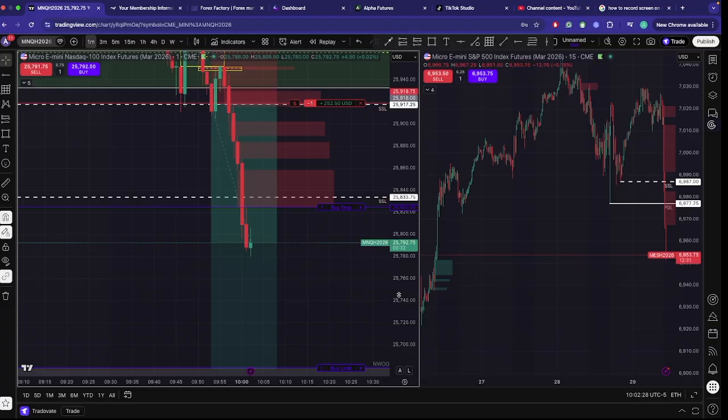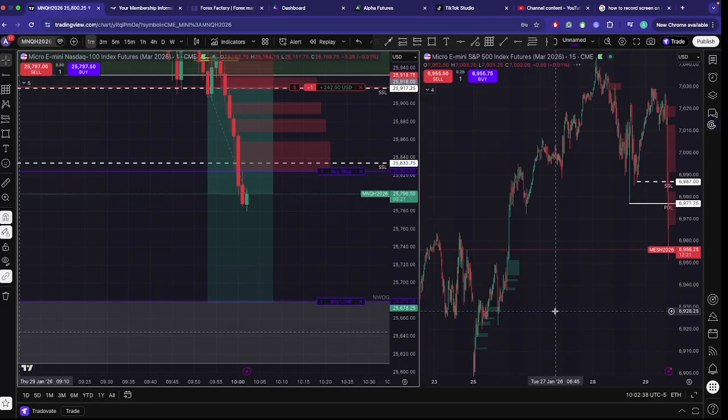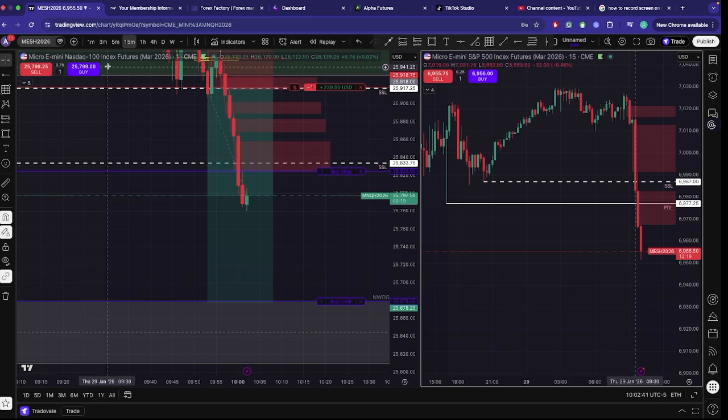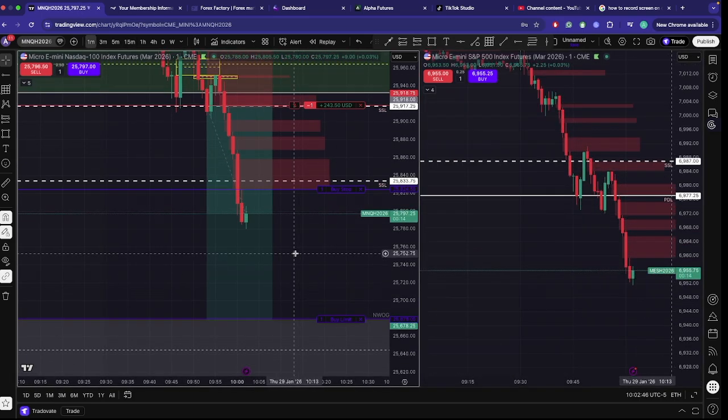So that's me again, making the most out of my move, bringing my buy stop even lower. This is actually one of the best trades I've taken in a while. Super happy with the trade. Super happy with the executions that I took. Looking at ES as well.